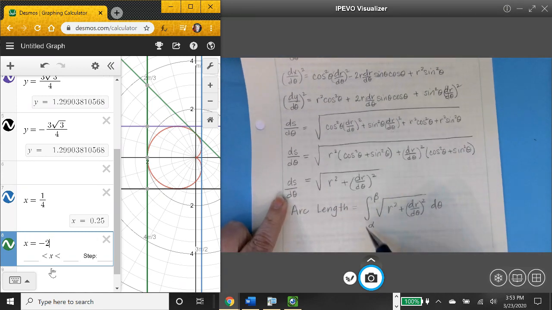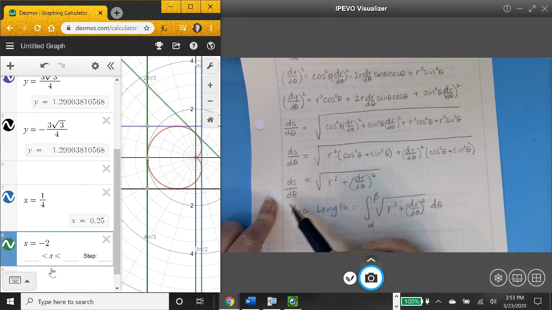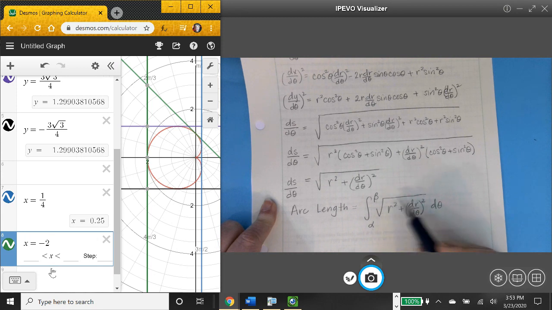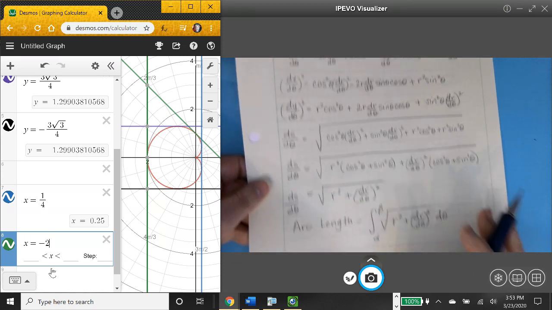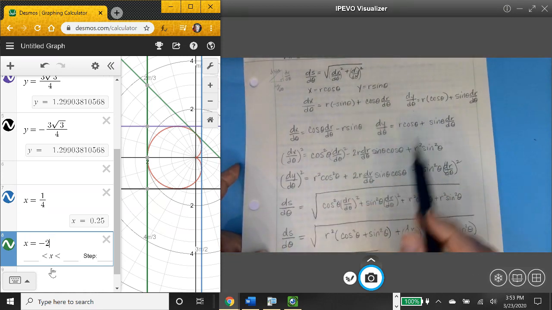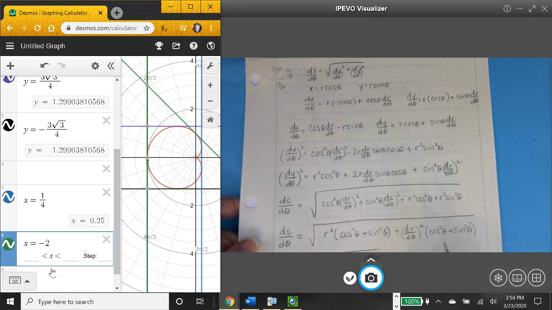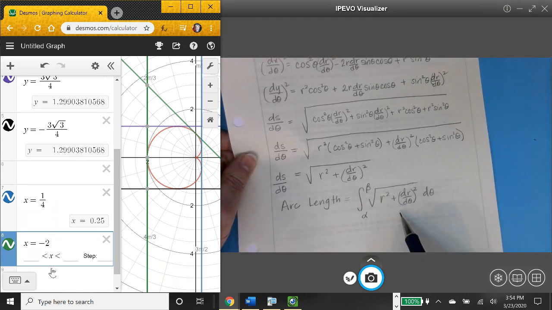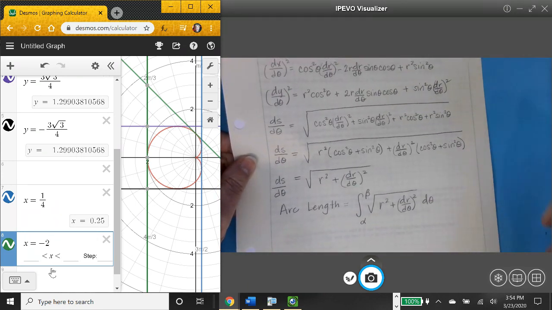formula of the arc length of a polar curve, which would be the integral from alpha to beta, because this is only a small piece of the arc length. If I wanted them all, you'd have to sum them all, going from alpha to beta, of the square root of r squared plus dr d theta, quantity squared, d theta. And that's the derivation, so that you at least have some understanding of the mathematics behind why it looks like this. And that helps me sometimes when I have to memorize those things.